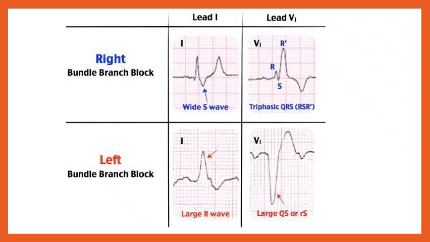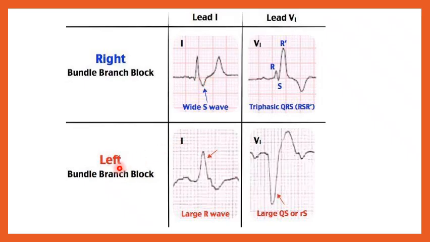So comparing the two, here you have leads 1, lead 6. Here we have a right bundle branch block. So in V1, we're going to have RSR prime configuration. Over in V6 and lead 1, we're going to have QR slurred sloppy S wave.